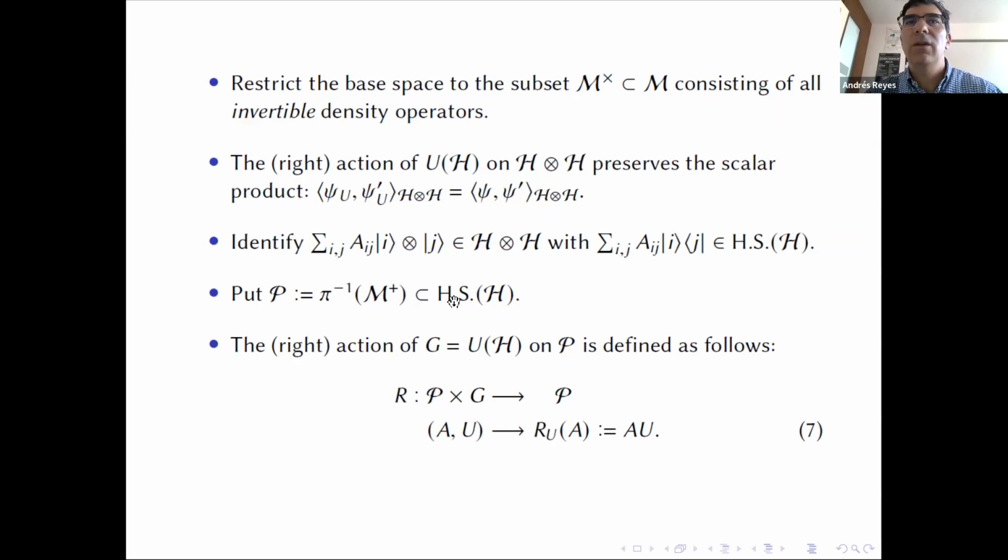the inverse image of the projection, which is a subspace of the Hilbert-Schmidt operators. So now our total space is something which is living in the space of Hilbert-Schmidt operators, and the basis manifold is just the space of invertible density operators. So I don't want zeros for the eigenvalues of the density matrix. So now the right action of G, the unitary group of H, on P will be defined just like this. So just right action.